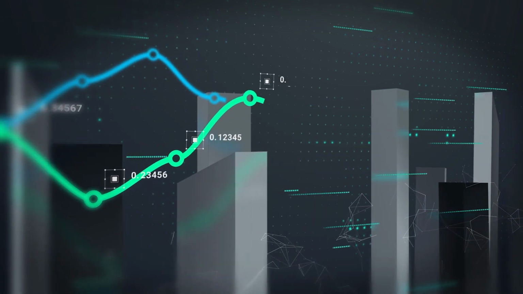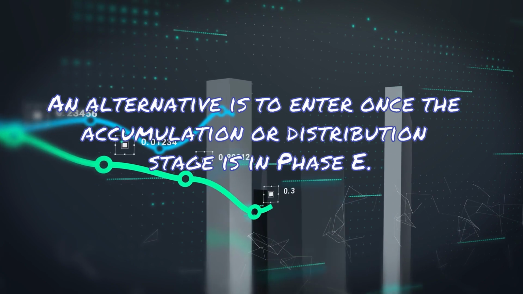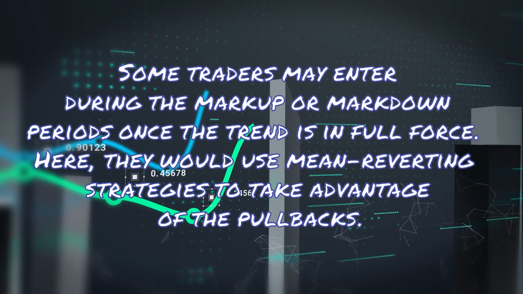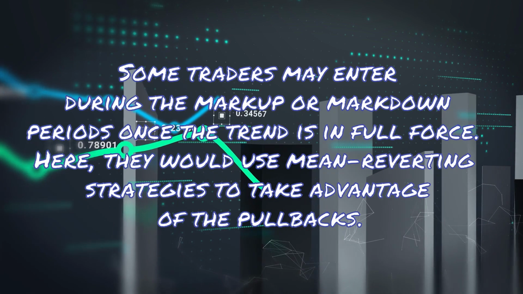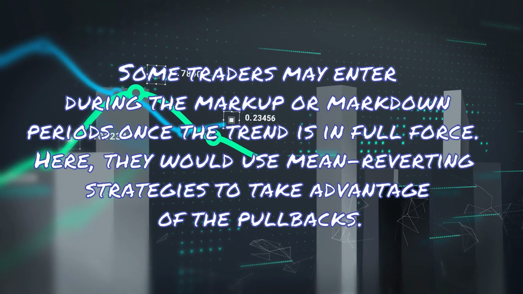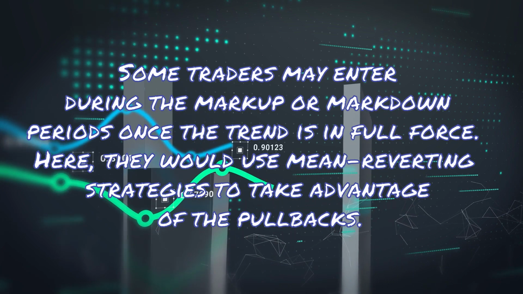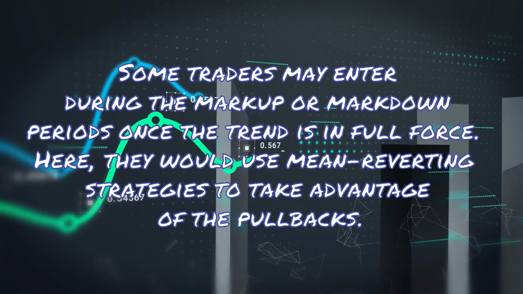An alternative is to enter once the accumulation or distribution stage is in phase E. Some traders may enter during the markup or markdown periods once the trend is in full force. Here they would use mean reverting strategies to take advantage of the pullbacks. So there are many parts to explore in Wyckoff once you understand where you are in overall market conditions.